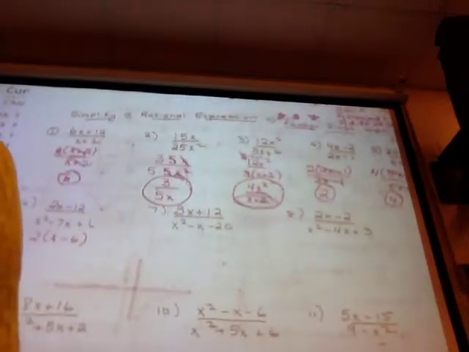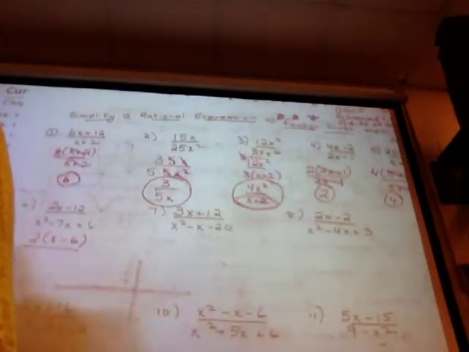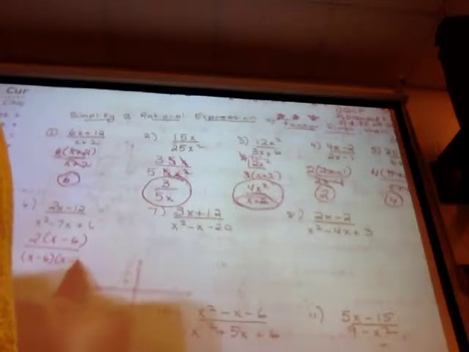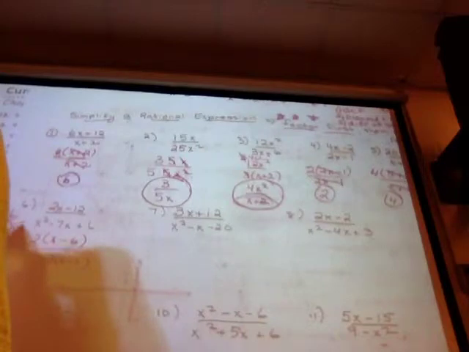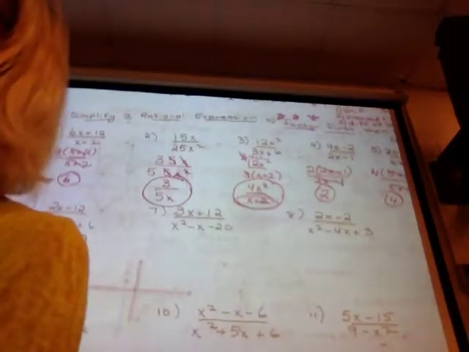Okay, Jake, what would you do on number 6? First on the top, I would take out the 2 to make it 2 parentheses x minus 6. Excellent. And then what would you do? Do over parentheses, x minus 6, other parentheses, x minus 1. Because he did the diamond, and maybe you don't need to do the diamond right now, but that's okay. But if you did, then you can take out the x minus 6, and your final answer would be? 2 over x minus 1.